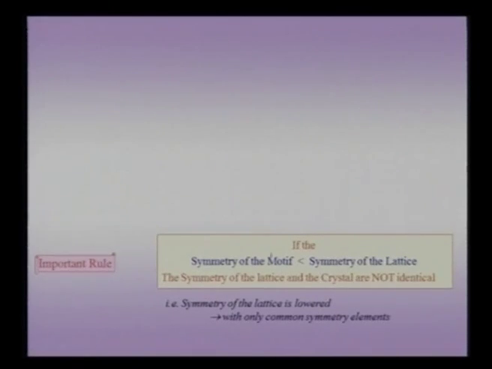So if the symmetry of the motif is lower than the symmetry of the lattice, then the symmetry of the lattice and the crystal are not identical. So this has to be absolutely clearly borne in mind. The symmetry of the lattice is lowered with only common symmetry elements surviving. So this is an important rule, and we will of course consider more physical aspects when we come to the concept of more realistic crystals which are made up of atoms, wherein what happens if I put motifs of lower symmetry will also have to be considered in a different way.